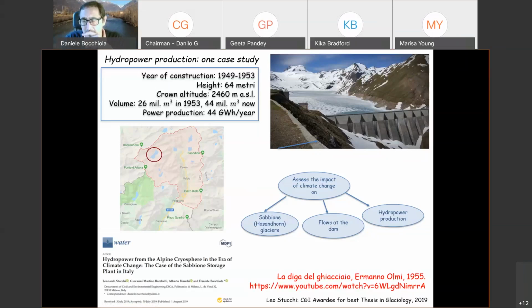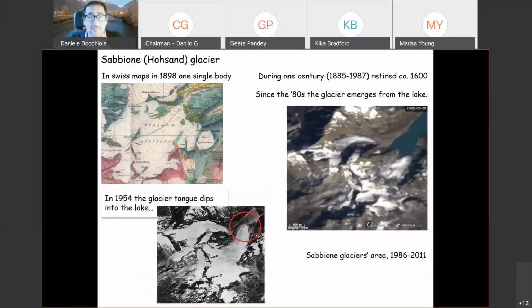What was the idea here? Was to calculate the amount of hydropower production related to the hydrology of the Sabbione catchment, calculate how much ice and snowfall and snow melt were important, and what will happen in the future, because the glacier is clearly retiring fast. Here we have some maps going back at the end of the 19th century, and here we have an animation starting from 1986 to 2011. You will see here, especially in the right part, the glacier retire quickly.